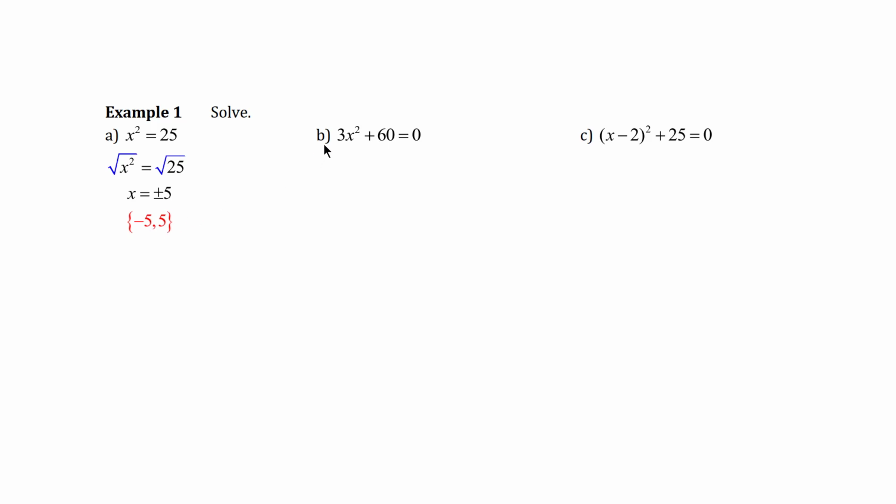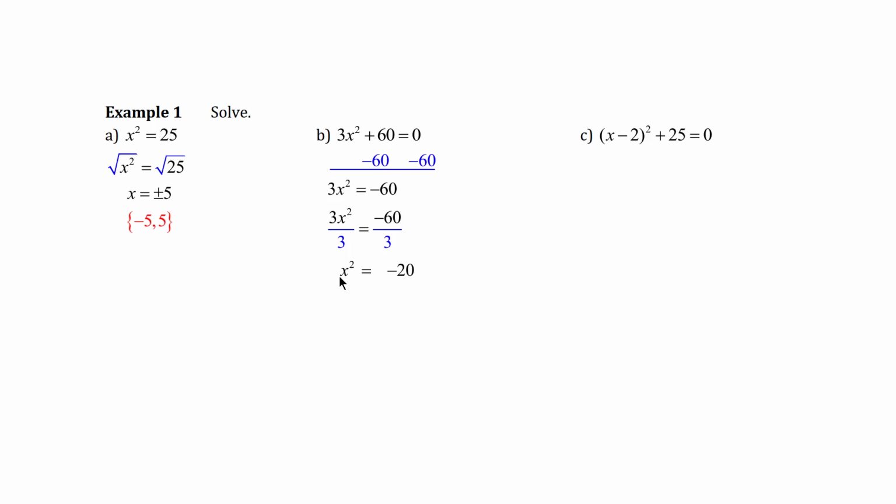Moving on to part B, we have 3x squared plus 60 equals 0. In order to solve for x, we need to subtract 60 from both sides of the equation. The result is 3x squared equals negative 60. The next step is getting rid of the 3 by dividing both sides by 3. 3x squared divided by 3 is x squared. Negative 60 divided by 3 is negative 20. So the result is x squared equals negative 20.